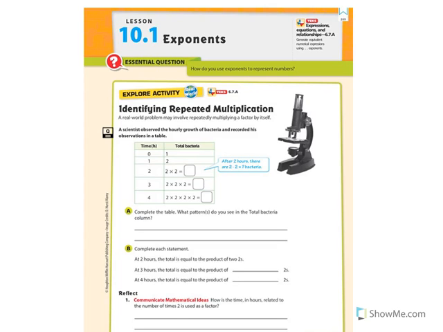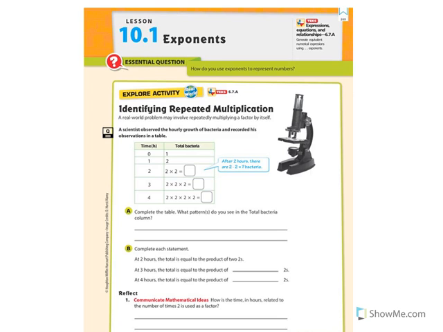Alright, today we're going to learn about exponents. We're going to start with a real-world problem to introduce us to what exponents are and how they're used. The problem says, a scientist observed the hourly growth of bacteria and recorded his observations in a table.